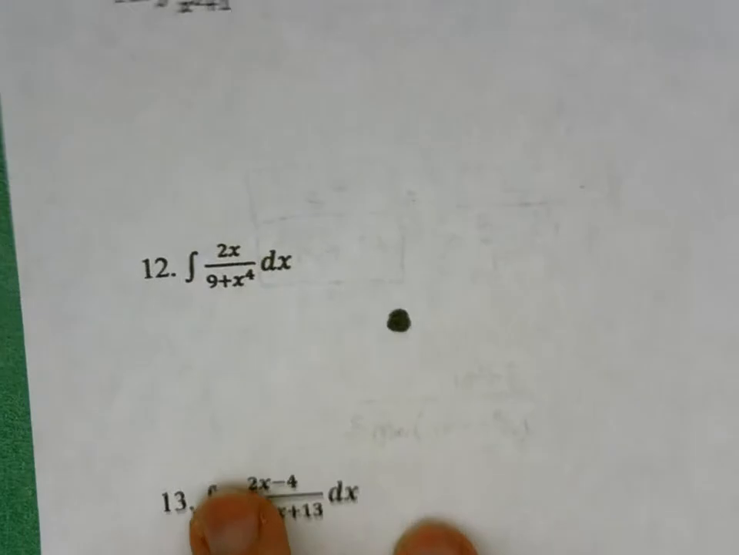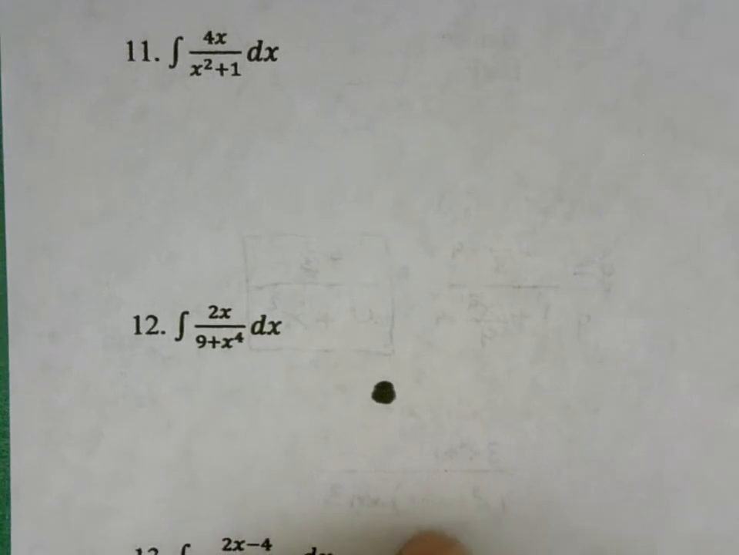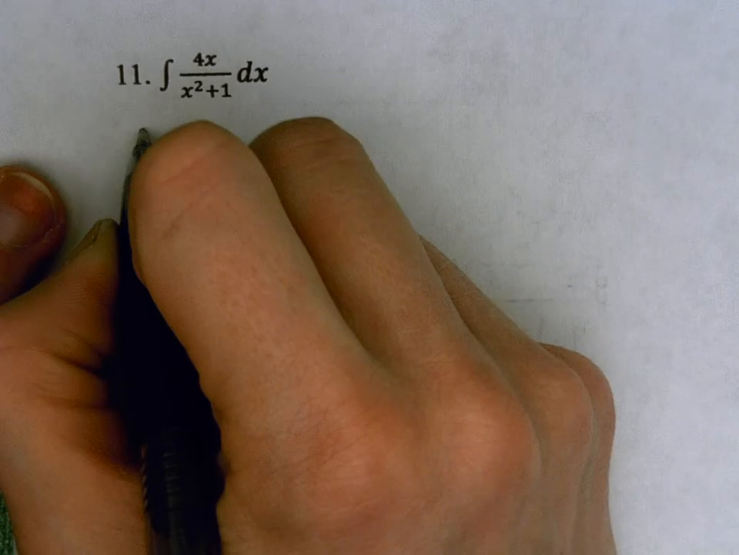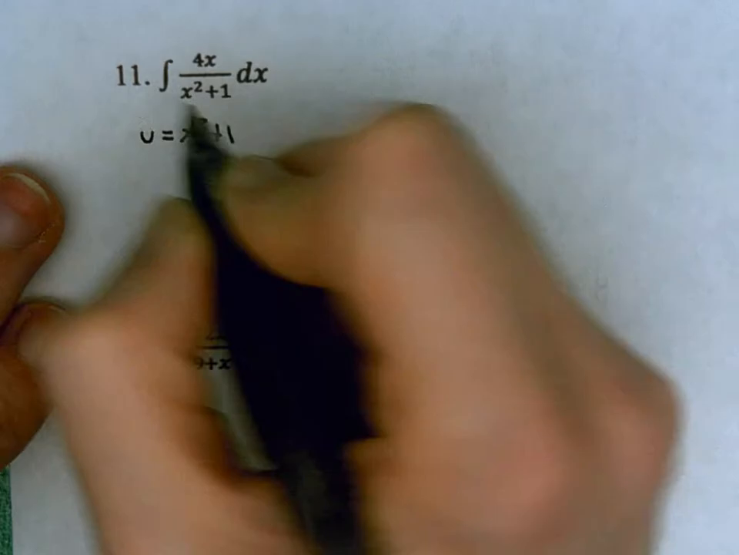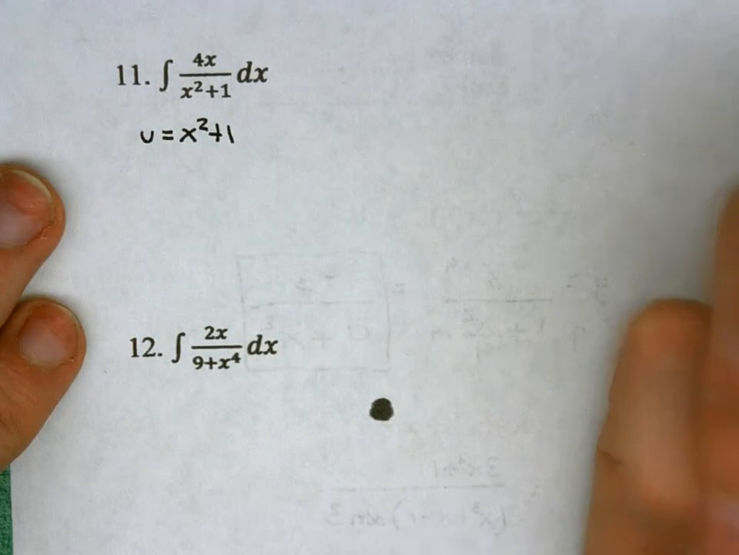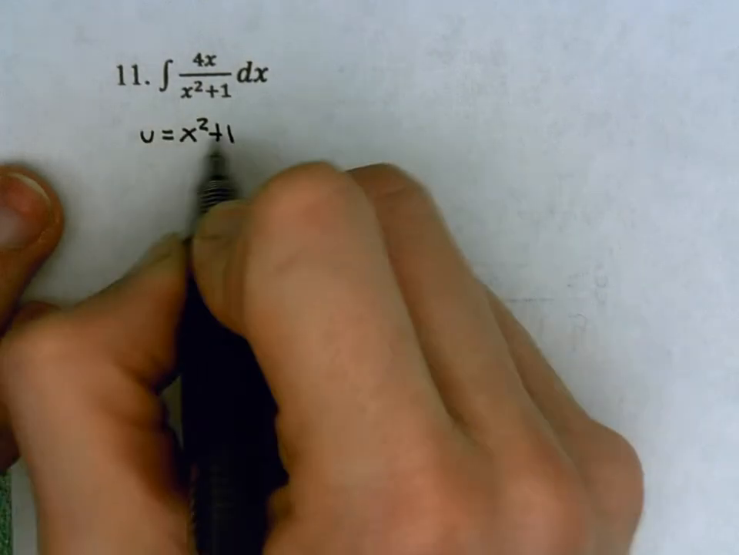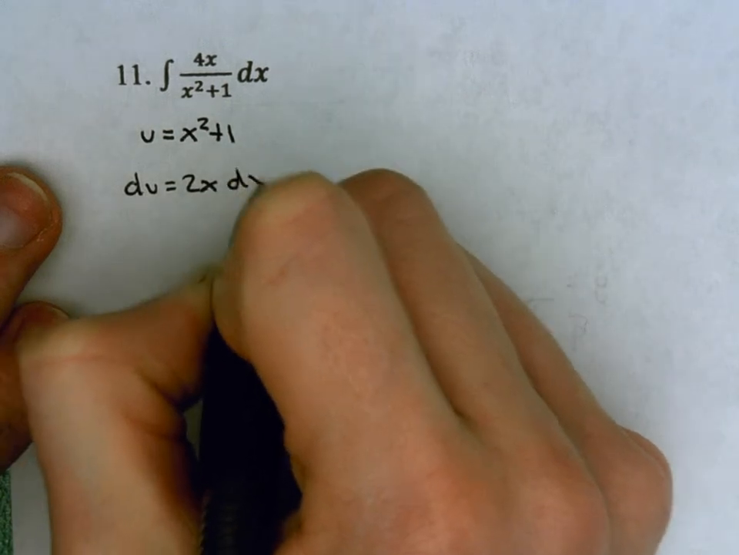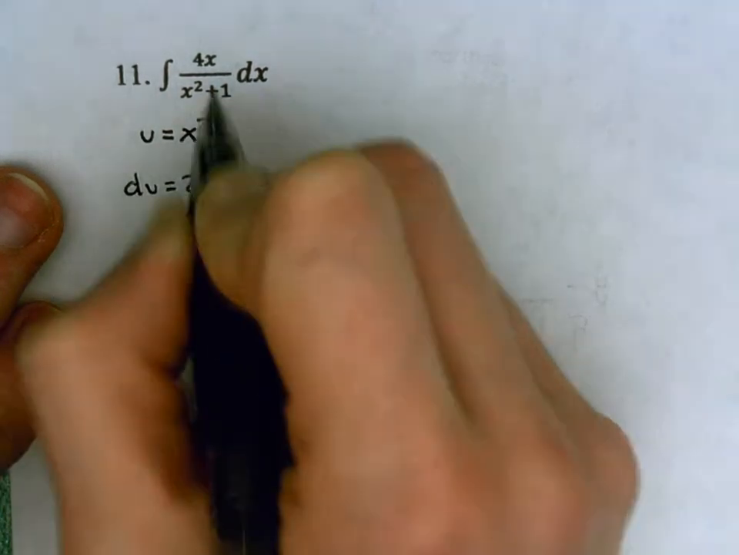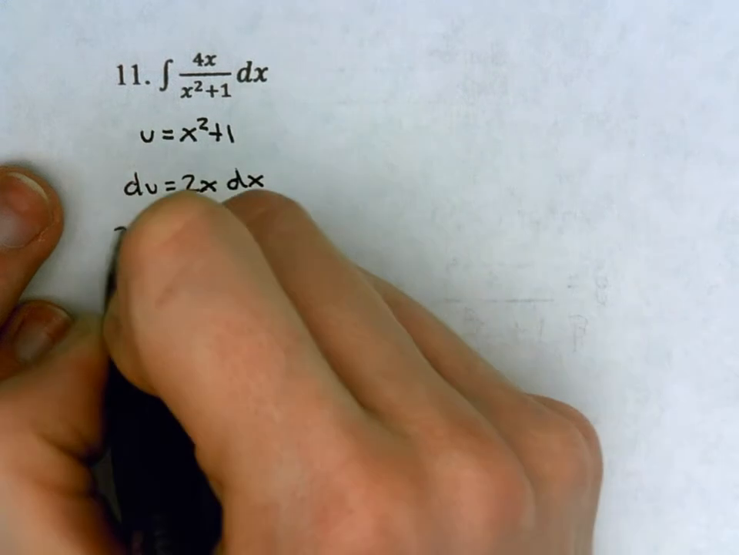On to the back, we have number 11. We have the integral of 4x over x squared plus 1 dx. And so if I try to make my entire denominator the u, the hope in doing so is that we'd be able to apply our natural log integral. So u is my x squared plus 1, du is 2x dx. The only difference between this 2x dx and this 4x dx is multiplying both sides by a scalar of 2.